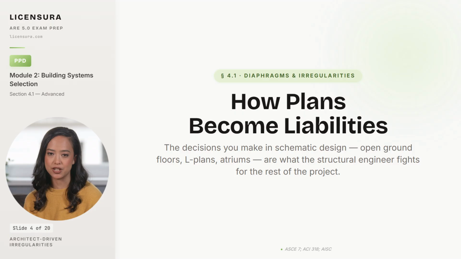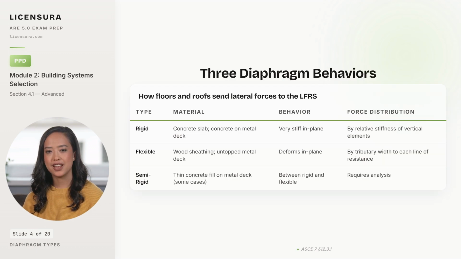Diaphragms, the floors and roofs themselves, are what tie the building together and deliver lateral forces to the LFRS. And the choice of diaphragm type changes how those forces distribute. Start with the 3 diaphragm types and how each one allocates load. 3 diaphragm types and 3 different ways your lateral forces will distribute. A rigid diaphragm.